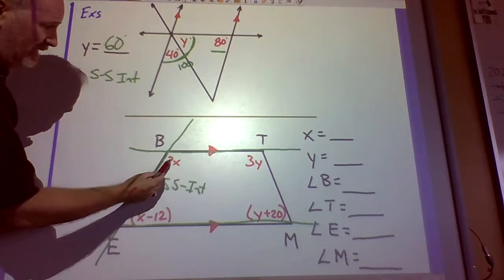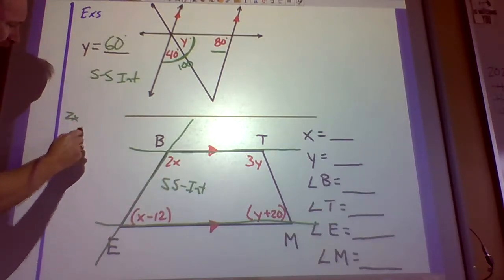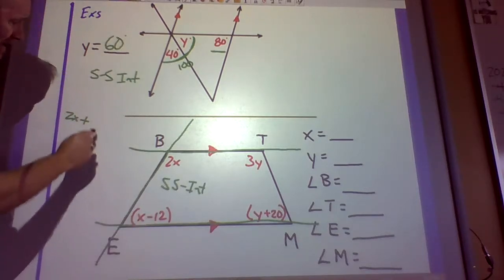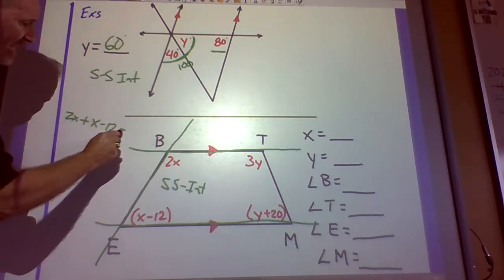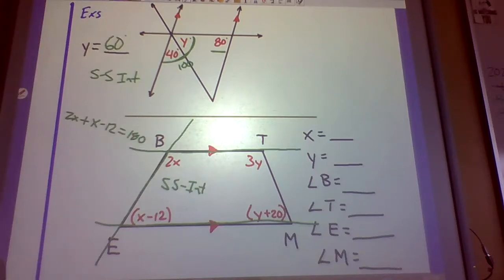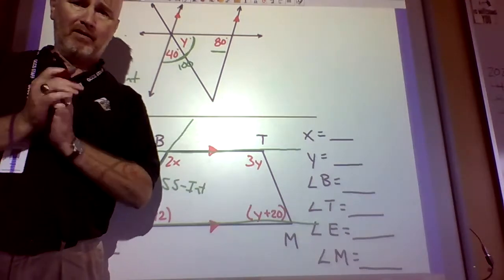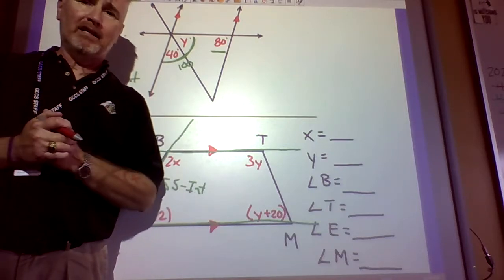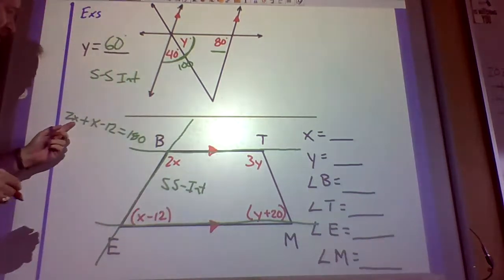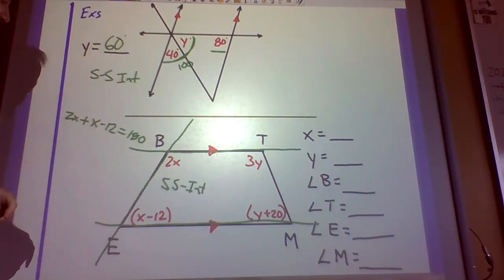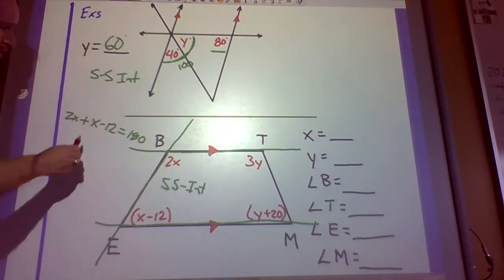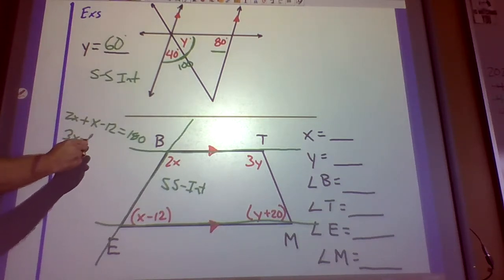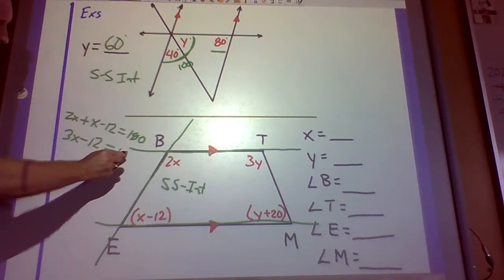So we're going to say 2x plus this angle down here, his same side interior buddy, x minus 12, that has to add up to 180. Is everybody seeing that? Because that's the whole geometry part right there, is seeing that that's a same side interior relationship and knowing that that relationship is 180. All right, so same side interior, and it's a 180 relationship. All right, the rest is algebra 1. You got 2x and 1x. That makes 3x. Minus 12 still equals 180.